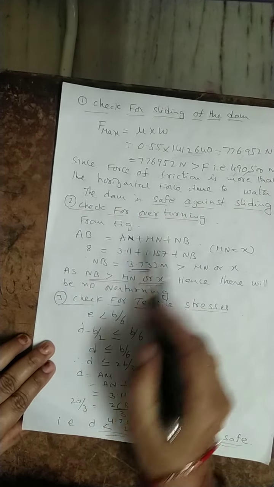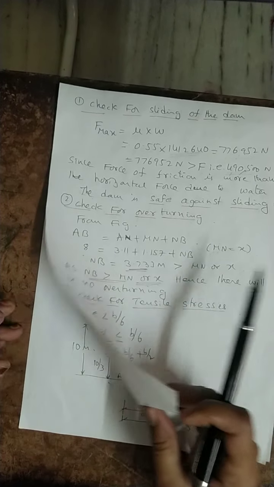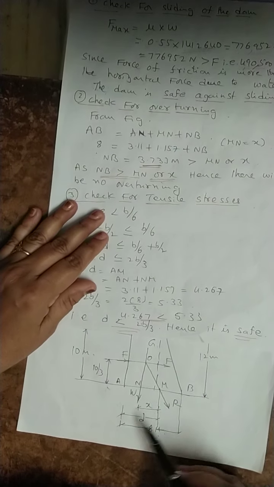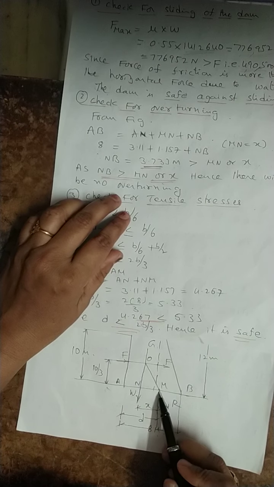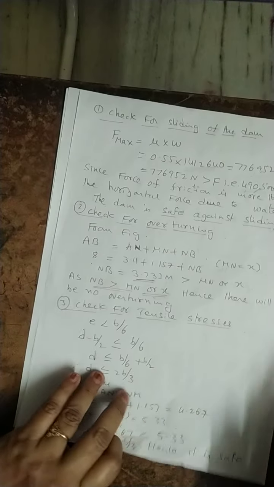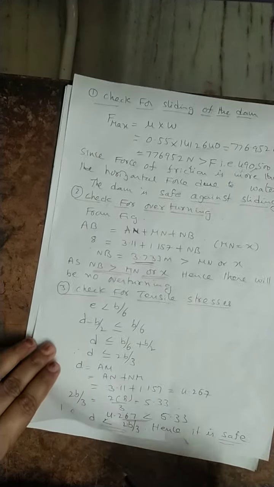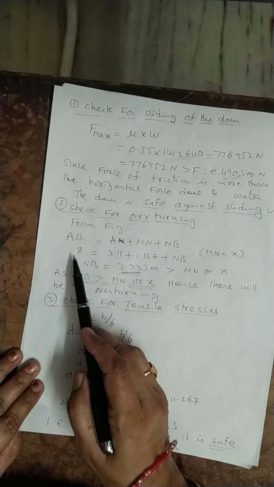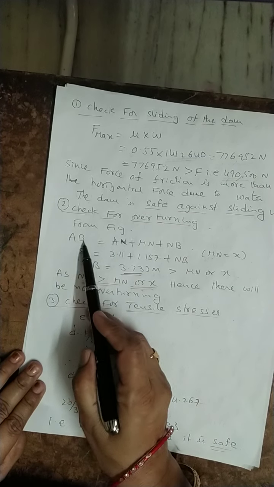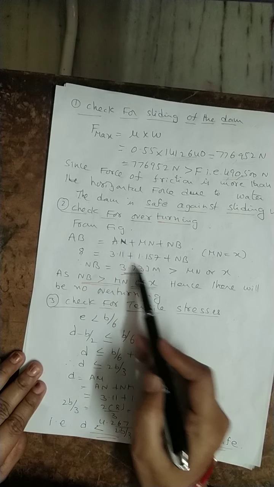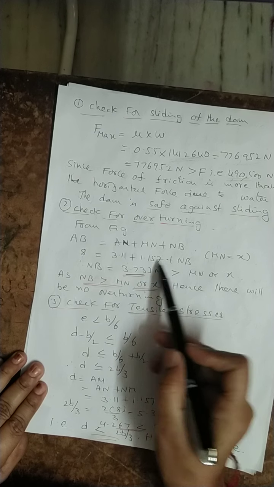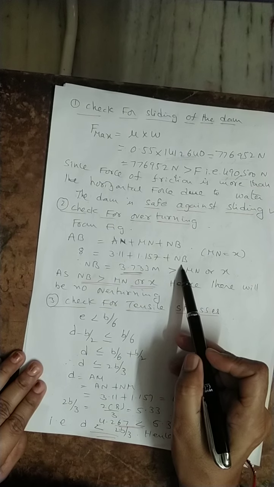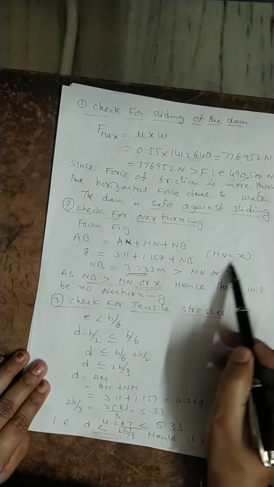And the second check is the check for overturning. From the figure, once again we see that AB we can write as AN plus MN plus NB. AB is the base of the dam, the bottom width of the dam. AB is 8. AN is 3.11, we have calculated in the previous steps. MN also we have calculated in the previous steps, 1.157. So NB, which we don't know, we have to calculate. I have shown here MN is X.